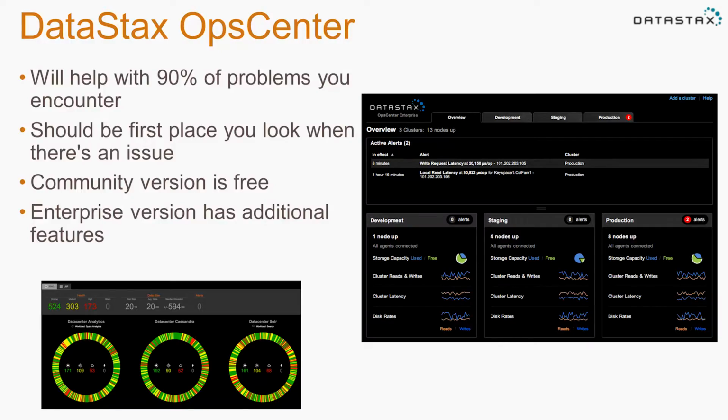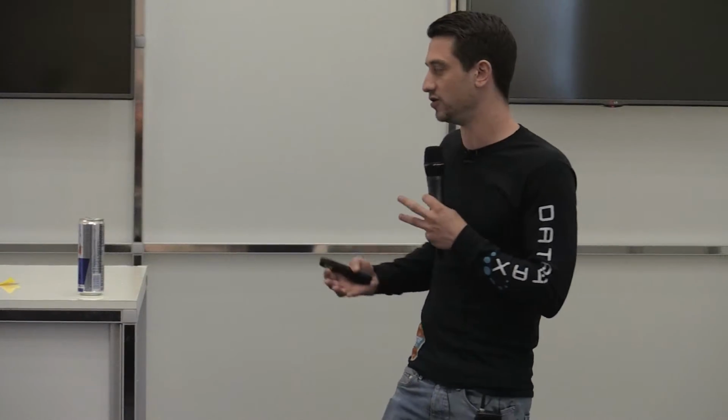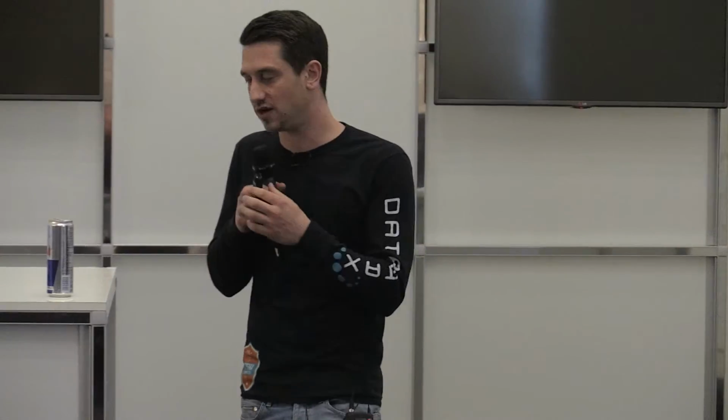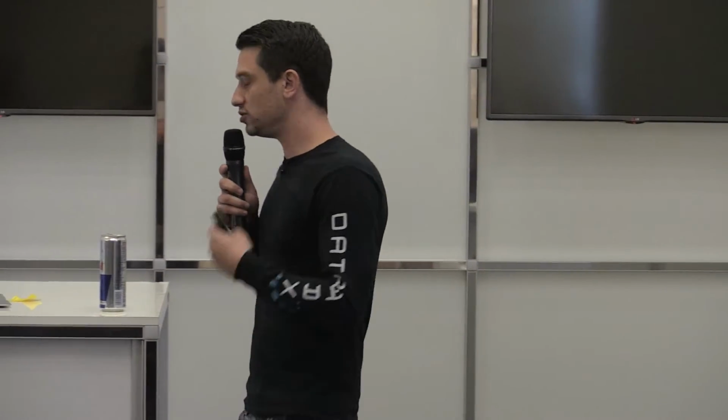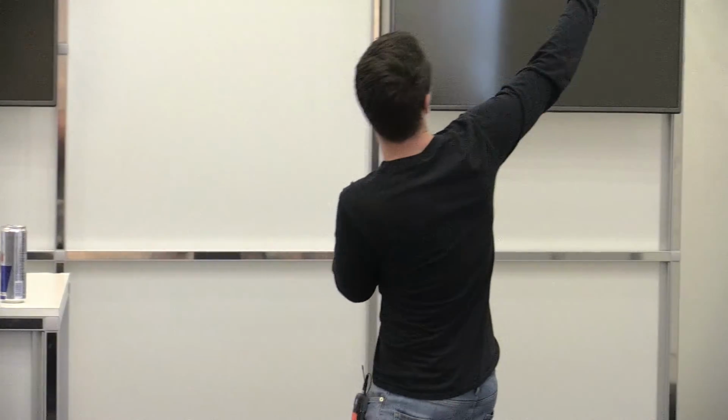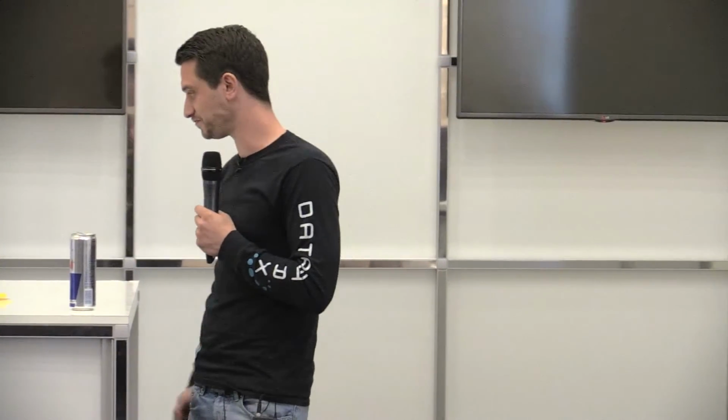So DataStax provides a nice graphical interface for managing your nodes and seeing what's going on within your cluster. If you're thinking about deploying Cassandra, you should definitely have OpsCenter, and it will work with the open source distribution as well. This will help you debug 90% of the problems you'll probably run into. That's some really cool stats. Not the best resolution there, but you can see things around latencies, disk utilization, these types of things.